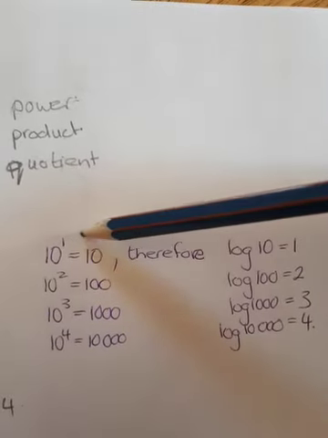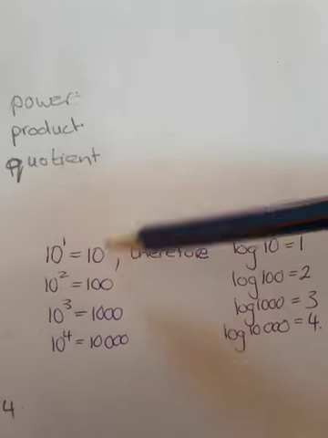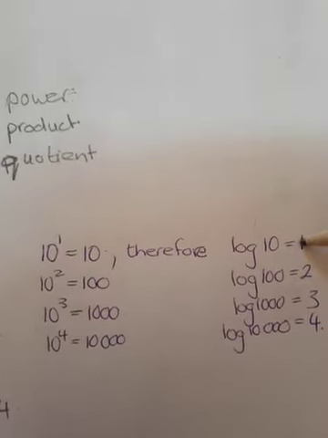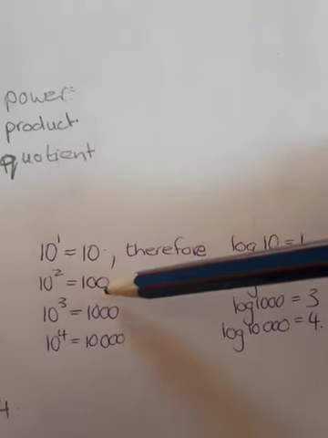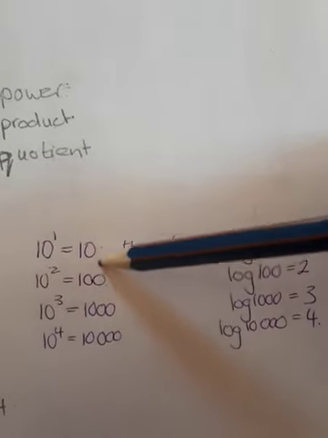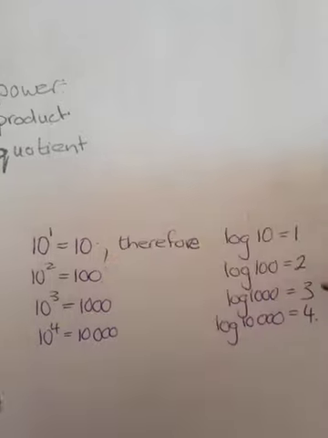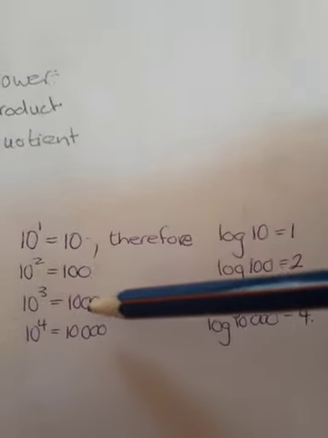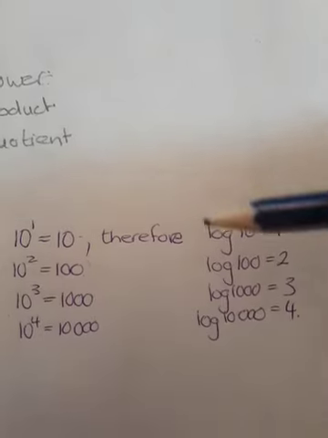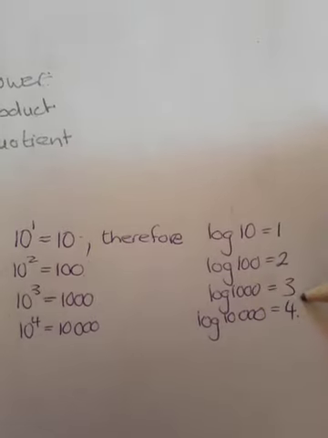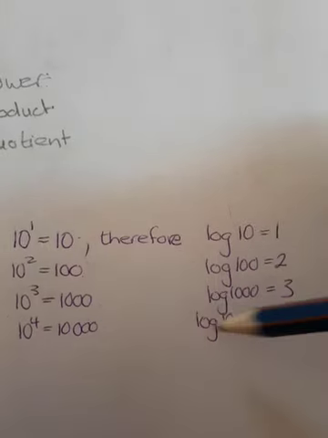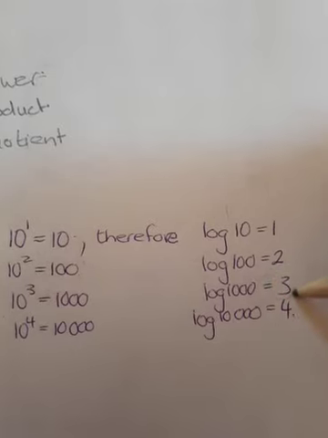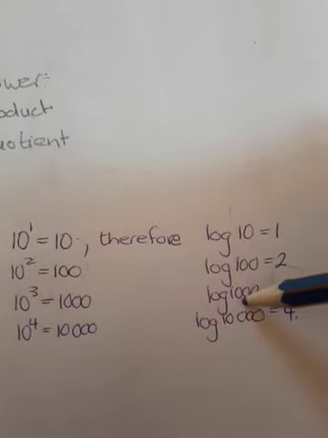We know that 10 to the power of 1 equals 10. Therefore, the log of 10 equals 1. 10 to the power of 2 equals 100. Therefore, the log of 100 equals 2. Or 10 to the power of 3 equals 1000. Therefore, the log of 1000 equals 3. And so forth.